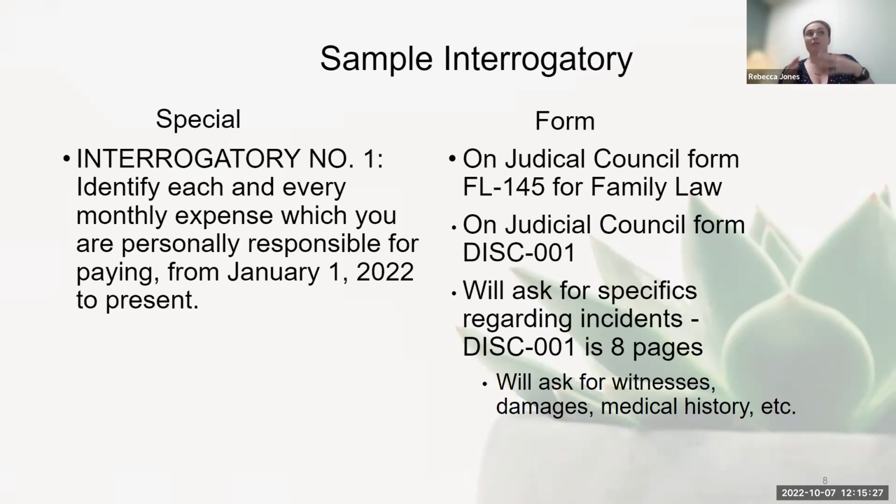The form, again, is Judicial Council Form FL-145 for family law, and Judicial Council Form DISC-001 for broader categories. That one, again, is 8 pages, and it's going to ask for broader information such as witnesses, damages, medical history, things along those lines.